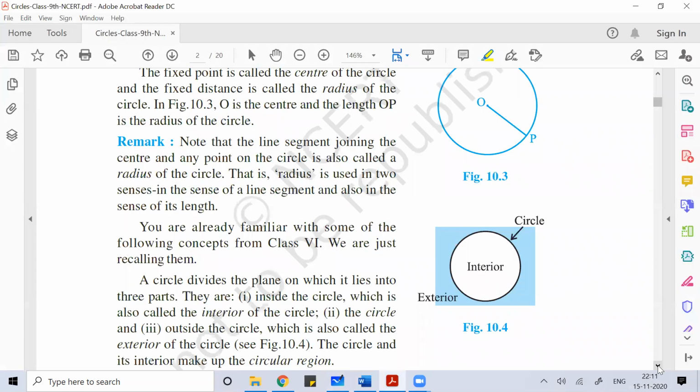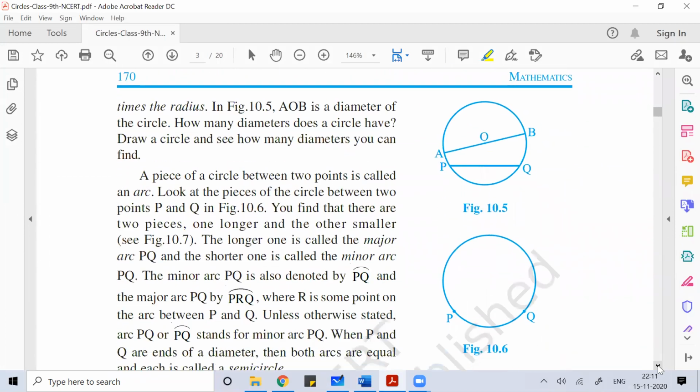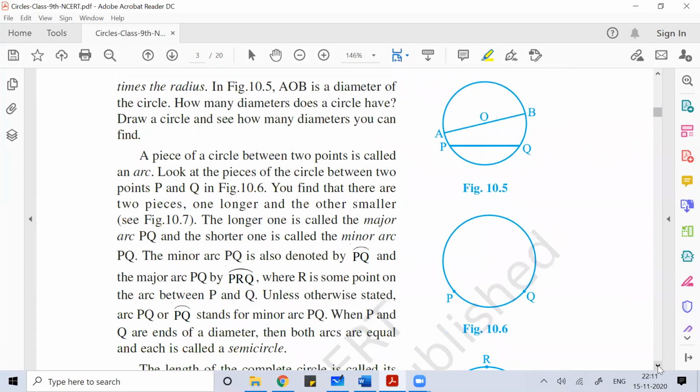Okay, so going further, when we are working on the concept of circles, you understood the concept of radius, the center of the circle, the chord, and the diameter. Going further, you need to understand something called an arc. So what is the arc of the circle? Whenever we talk about the circumference of the circle, the length from one end to the other end is called the arc.